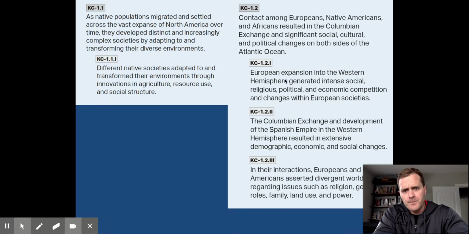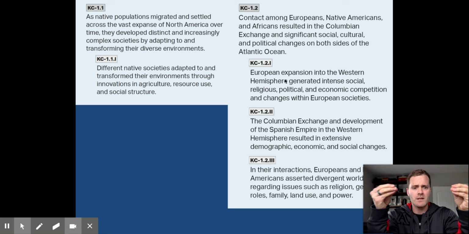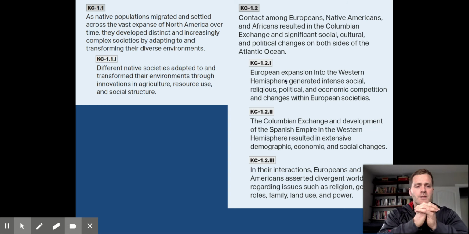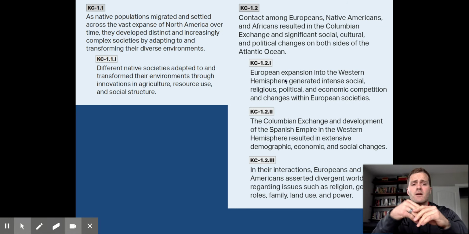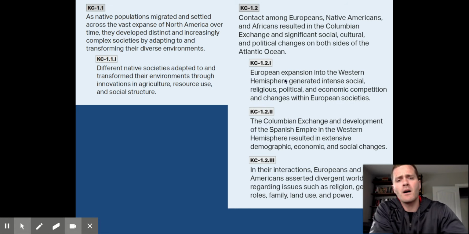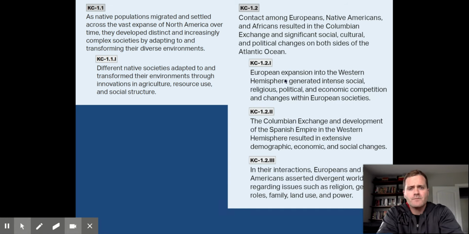Key concept 2 is what really happens when these two worlds collide. When you see what becomes known as the Atlantic system, this system of exchange, of culture, of disease, of ideas, of goods, of money, of resources between really the three main players in this conversation, which is Europe, the Native Americans, and Africans, and what the effects of these exchanges are on both sides of the Atlantic Ocean.